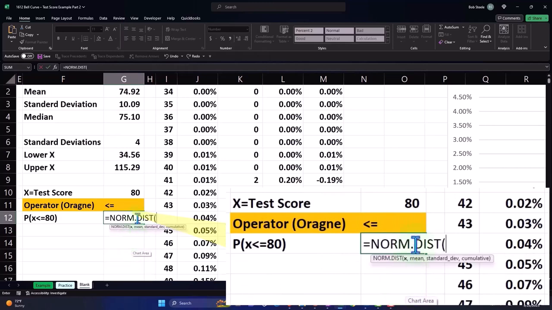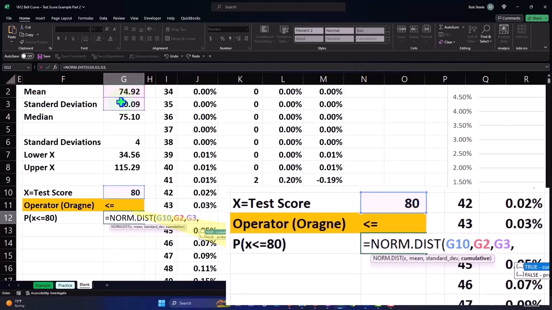The X is now going to be this 80. The mean, comma, same thing we did before, is that mean 74.92, comma. The standard deviation is now going to be this 10.09. And then comma, now it needs to be cumulative, which takes the area under the graph, under the line, up to 80. So now we want it to be one or true. You can type in true, one is easier to type. So I'll put a one.